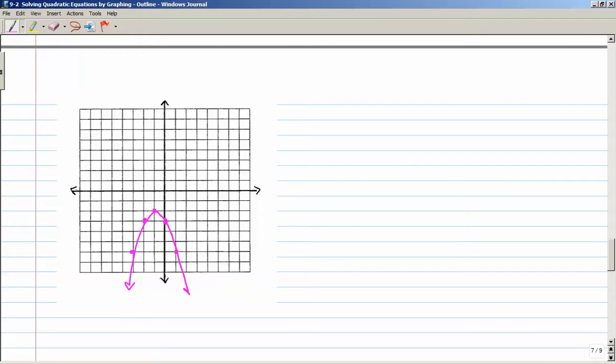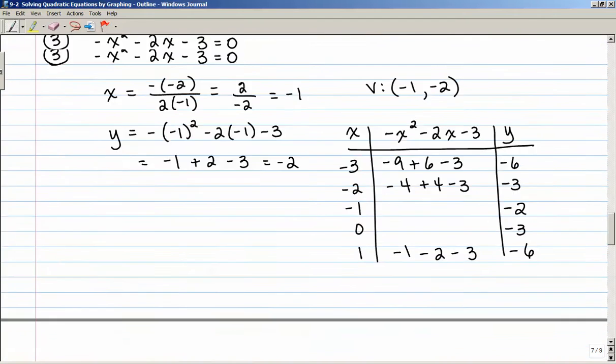So remember, again, we're looking for where this crosses the x-axis. And this one actually doesn't. This one will never cross the x-axis because notice the parabola is going down. It's not heading towards the x-axis. So for this one, there is actually no solution. This graph will never cross the x-axis. There is no value of x that makes our original equation up here true.